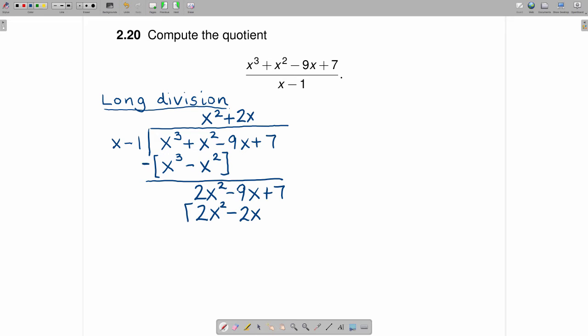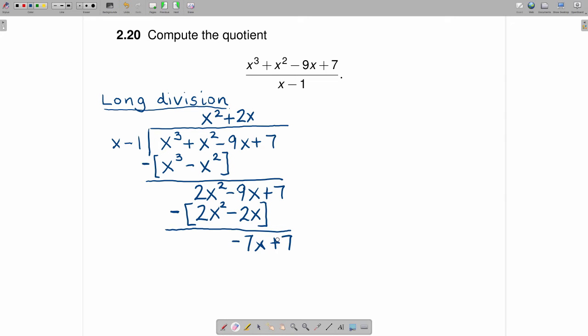minus 2x. Once again, in long division, you subtract here, and when you take 2x squared and subtract out 2x squared, you get 0, as it should be by design. And when you take negative 2x and take minus a minus 2x, that's the same as adding 2x, so you wind up there with a negative 7x plus 7.